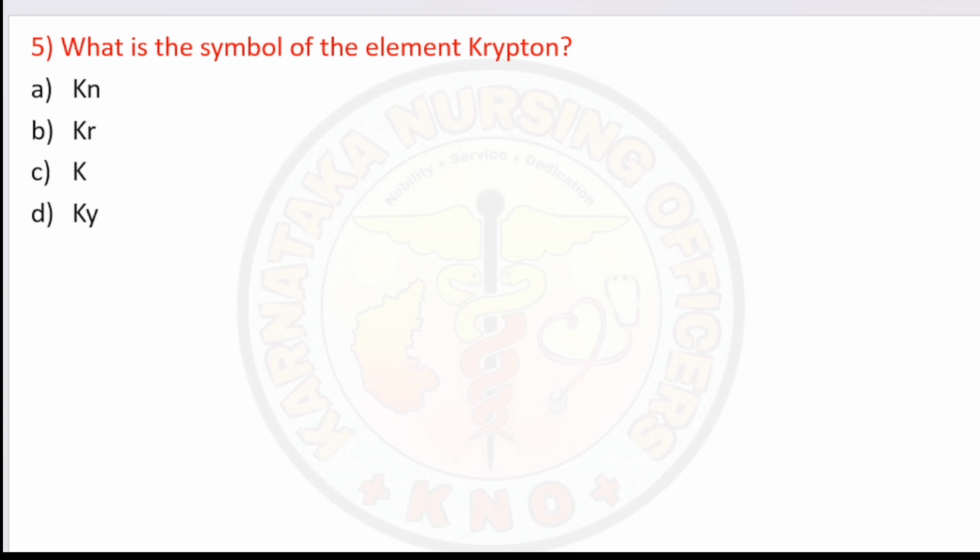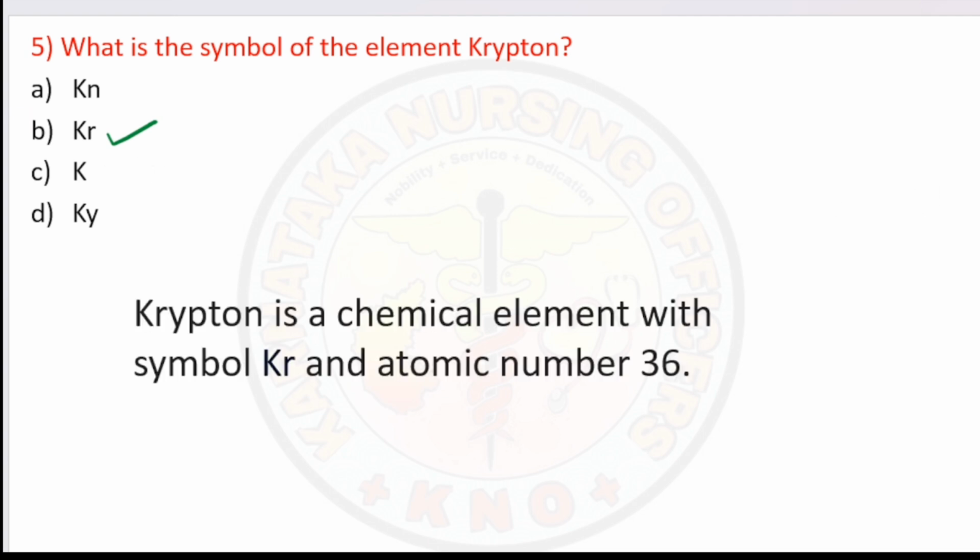So next question. What is the symbol of the element krypton? So options are like this: Kn, Kr, K and Ky. So what is the correct answer? So option B, Kr is the correct answer for this question. So krypton is a chemical element with symbol Kr. Okay, and it has atomic number 36.